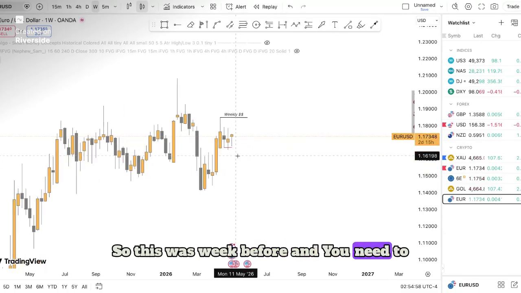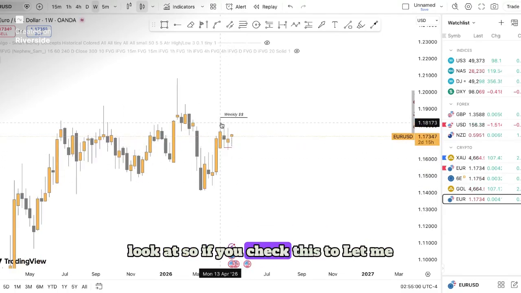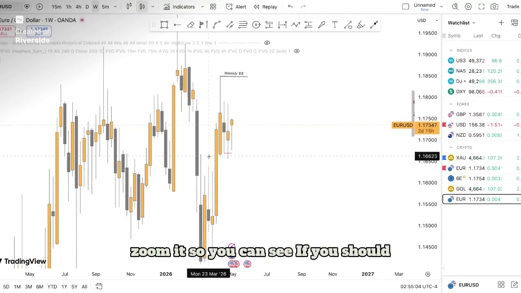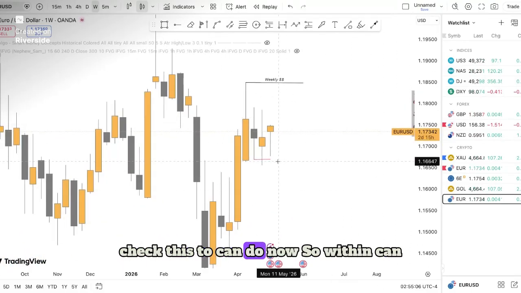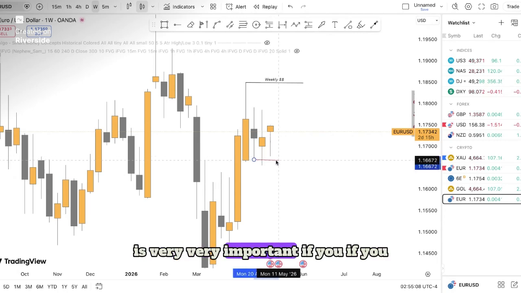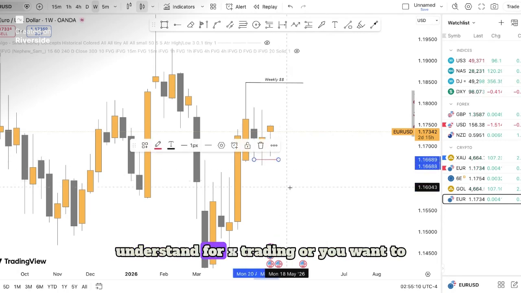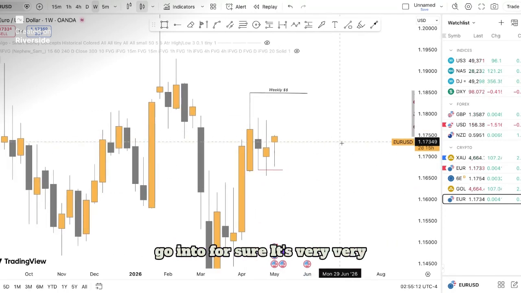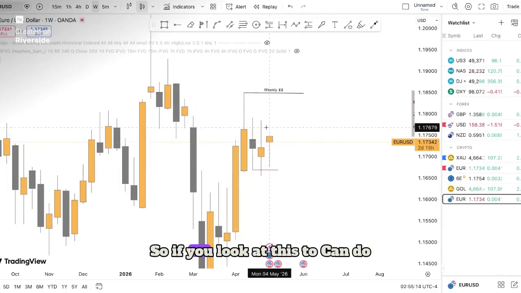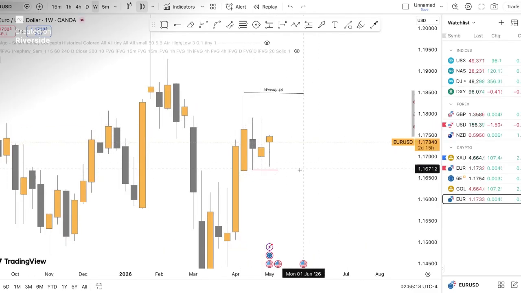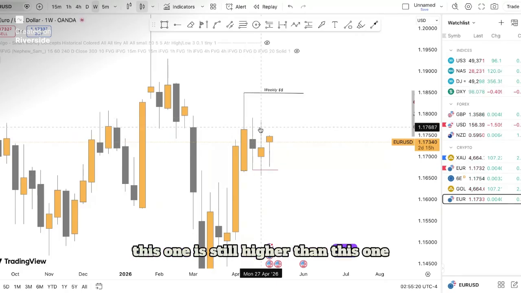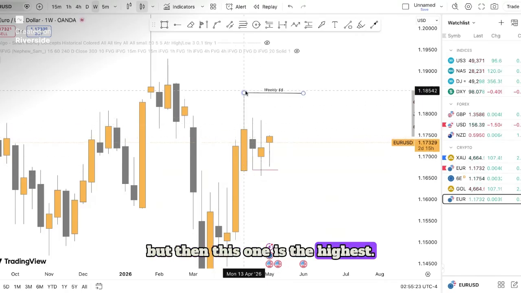And you need to look at, so if you check these two, let me zoom it so you can see. If you check these two candles now, so reading candles is very, very important if you understand forex trading or you want to go into forex trading. It's very, very important. So if you look at these two candles, this one is still higher than this one, right? But then this one is the highest.